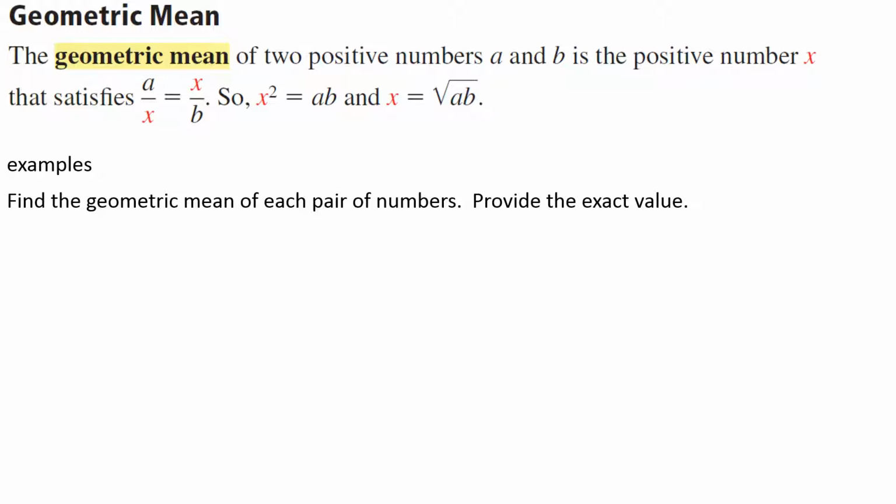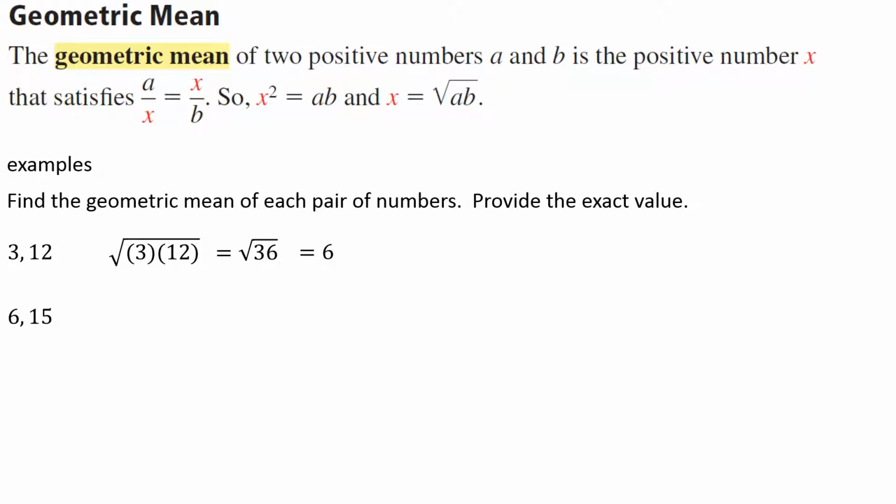Again, here I want exact values. So let's do a few examples real quick. What if I give you 3 and 12? Well, 3 times 12 is 36. Square root of 36 is 6. There's your answer. The geometric mean of 3 and 12 is 6.